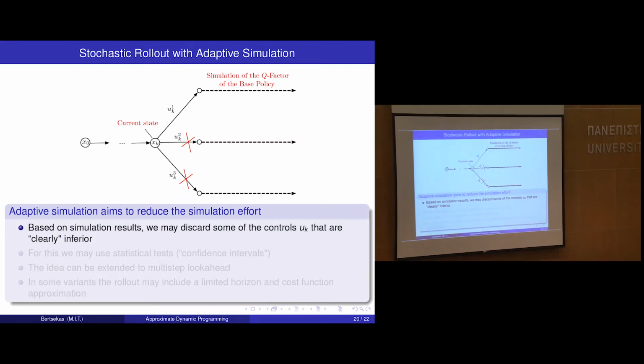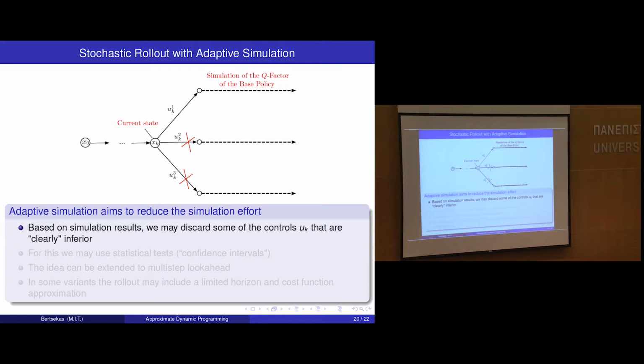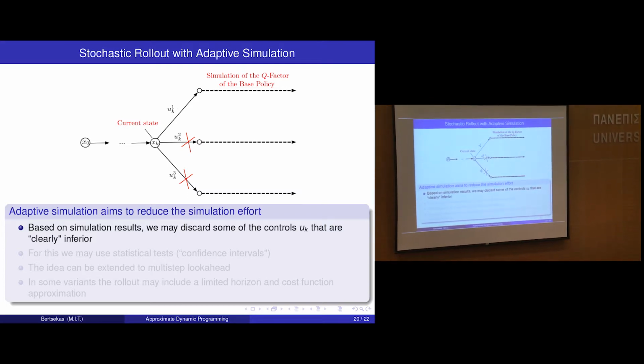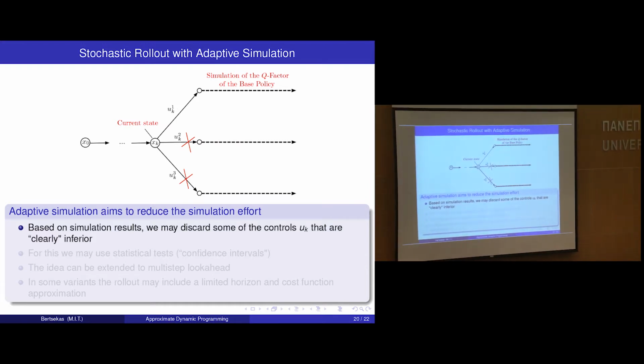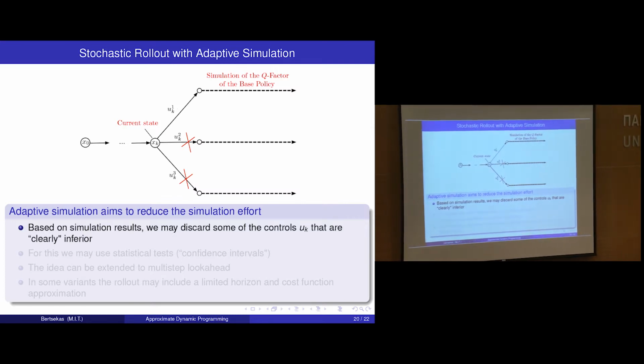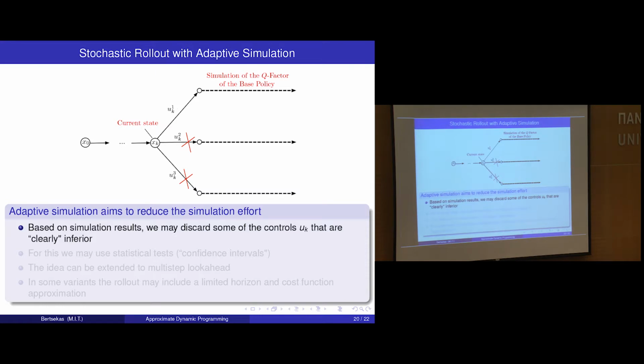Now, during the simulation, it may become apparent that some controls are not good because you get scores that are inferior. You get large Q factors. You want to find the control that has the minimum Q factor to select, but then suppose that you sample them in turn, and as you do this sampling, the running score of some of the controls is way too high. Then, using some statistical criteria, you can just discard that control. And then first you discard one, then you discard another, and in the end you're going to be left with fewer controls after doing much less simulation. This is called adaptive simulation.